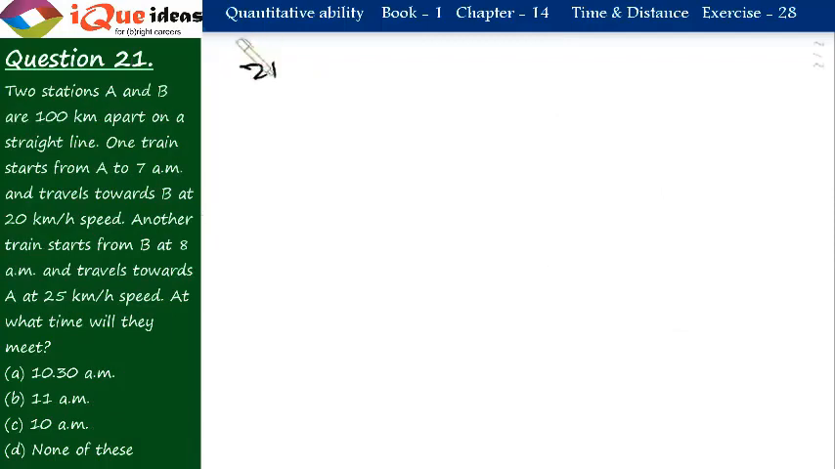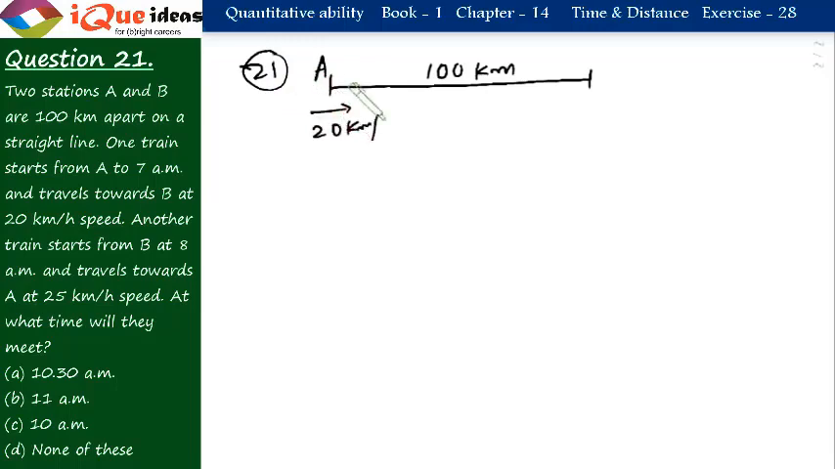Now let's take up the next question, question number 21. It says two stations A and B are 100 kilometers apart on a straight line. So the initial distance between them is 100 kilometers. One train starts from A at 7 a.m. and travels towards B at 20 kilometers per hour. So this train starts at 20 kilometers per hour and it travels towards B.